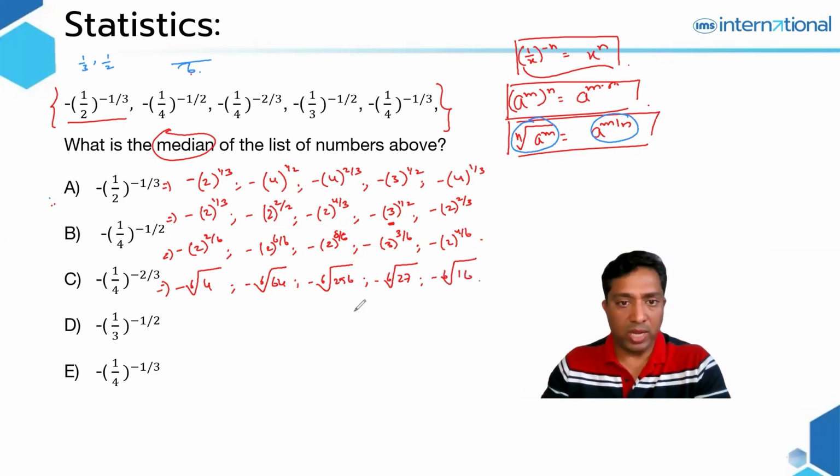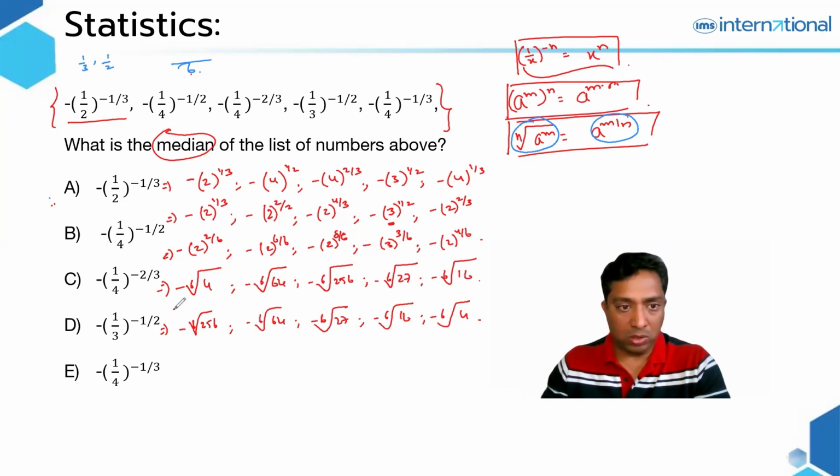Now, you need to arrange the elements in order. Over here, we arrange them in ascending order. So that becomes minus sixth root 256, and then comes minus sixth root 64, and then minus sixth root 27, and then minus sixth root 16, and then minus sixth root of 4. So here, we have arranged these elements in ascending order.